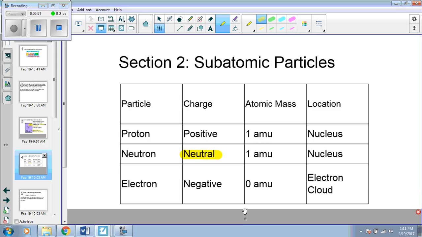Last but not least, your electrons hold a negative charge, so small, moving so incredibly fast, that they hold a 0 AMU. But we do find them in the electron cloud.